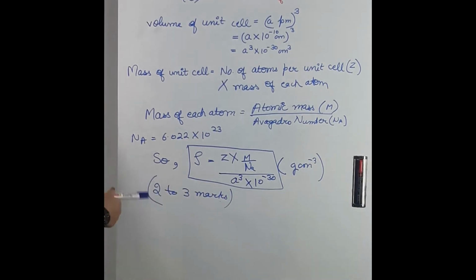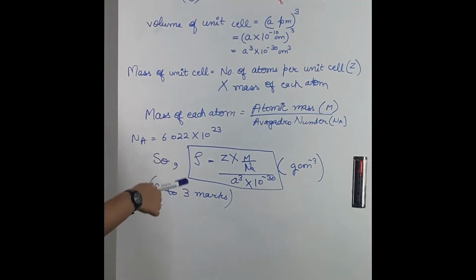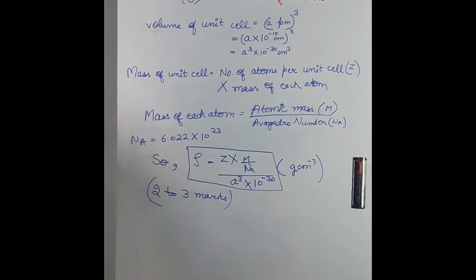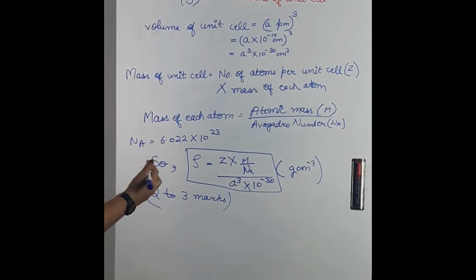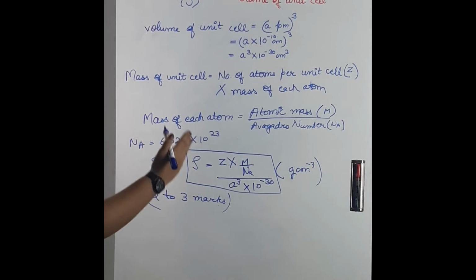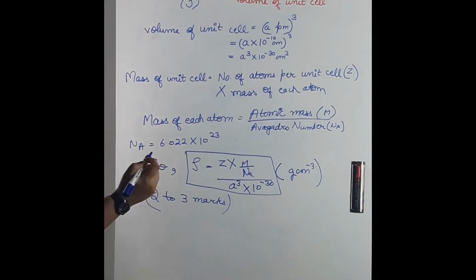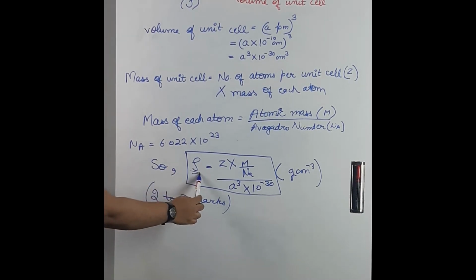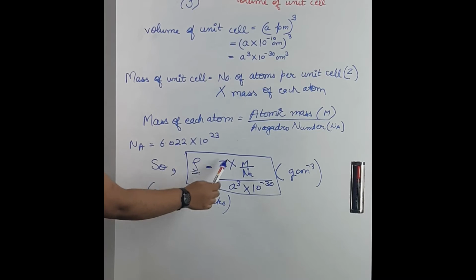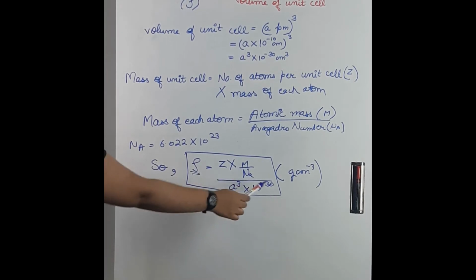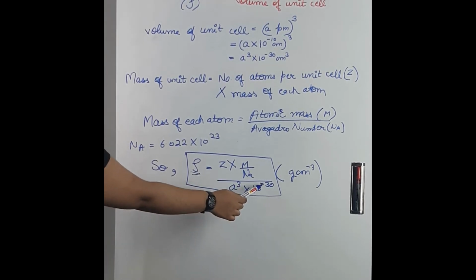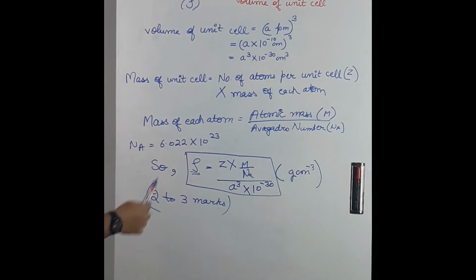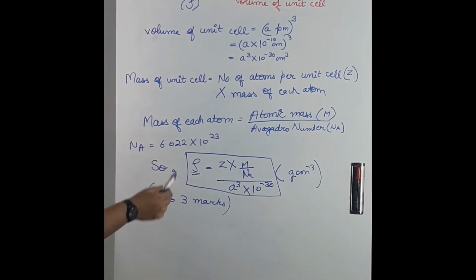We will try to solve some numericals today, and then we will take up some questions as well as numericals at the end of our chapter. So you may write down this, that density we can calculate using the formula Z multiplied by m by Na divided by a cube into 10 raised to power minus 30. We will do some numericals so that you can understand this concept fully.